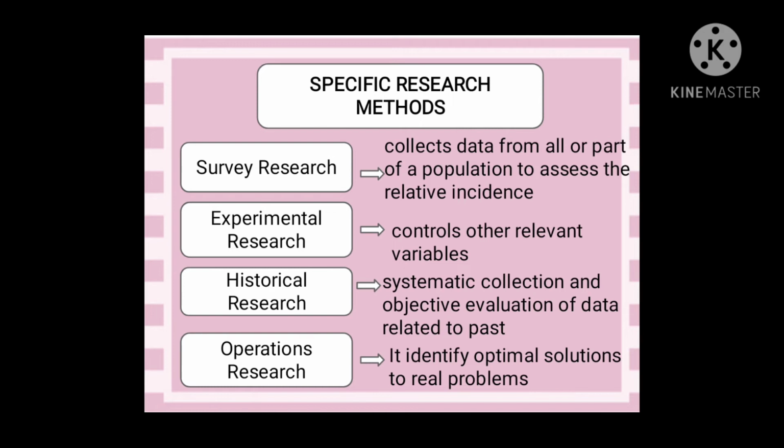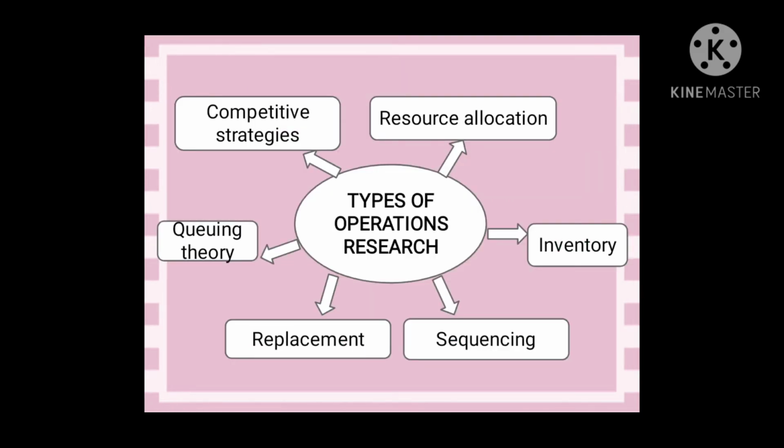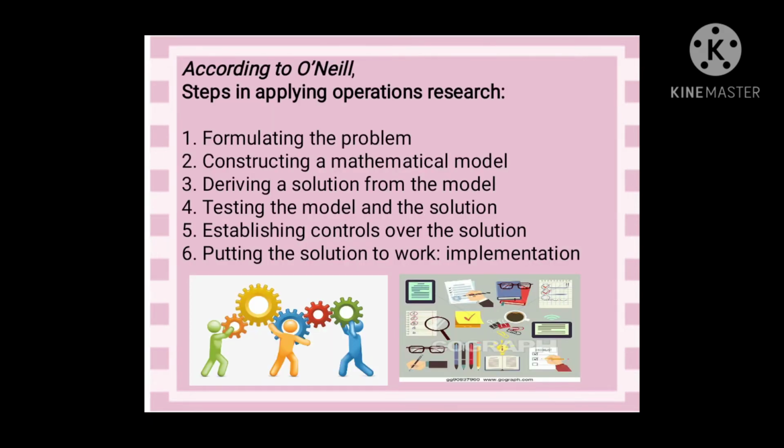And lastly, we have the operations research. It is the application of scientific method to management operations in an effort to aid managerial decision making. So it is used to identify optimal solutions to real problems utilizing analytical mathematical techniques. There are some general types of operations research, which include the resource allocation, sequencing, inventory, replacement, queuing theory, and competitive strategies. According to O'Neill, the standard approach to applying operations research includes the following steps.